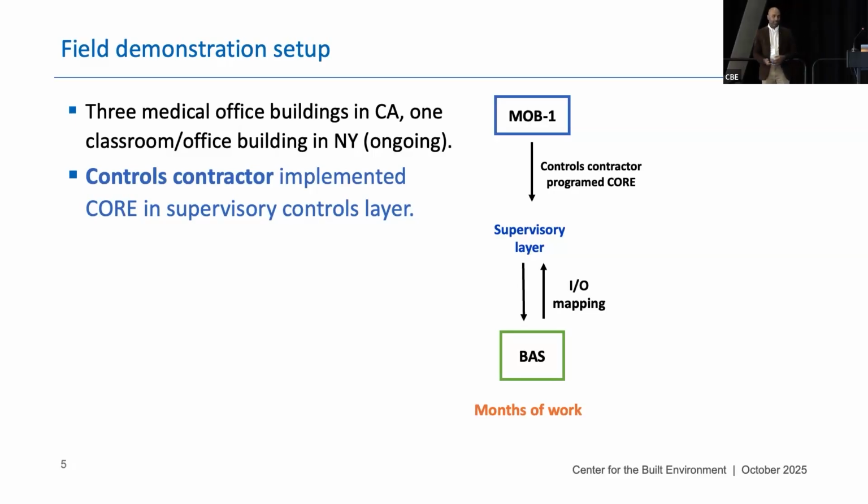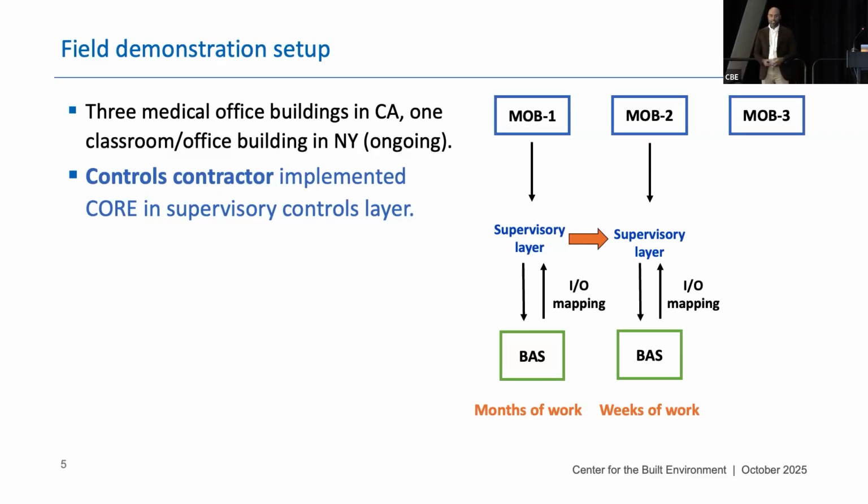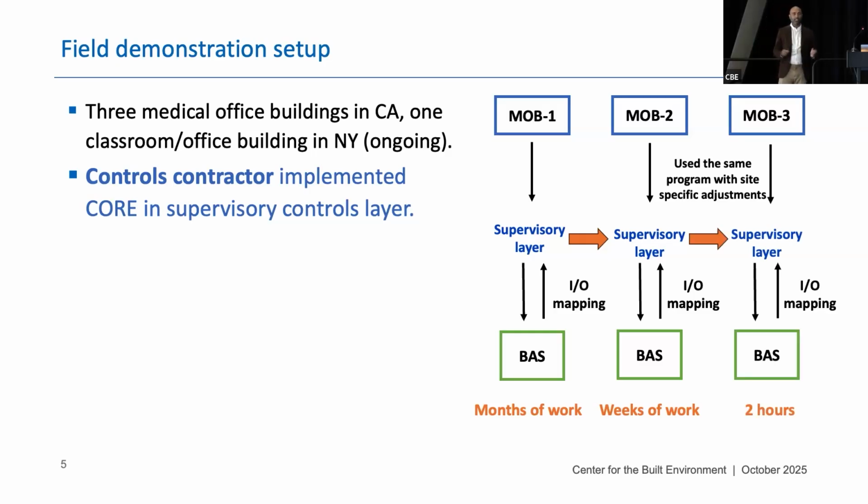So for the next building, again, there's a supervisory layer, but they were able to use the same program with minor adjustments, and they then needed to map IOs to the second building's PAs, and this was much faster. It took them weeks to do it. And moving on to the third building, they just repeat the same process. Now they've learned from the first two buildings, and this one just took them a couple of hours. So this really shows how fast we can do and the scalability of this method that we used in supervisory layers to implement CORE or any advanced control strategies in a portfolio of buildings.